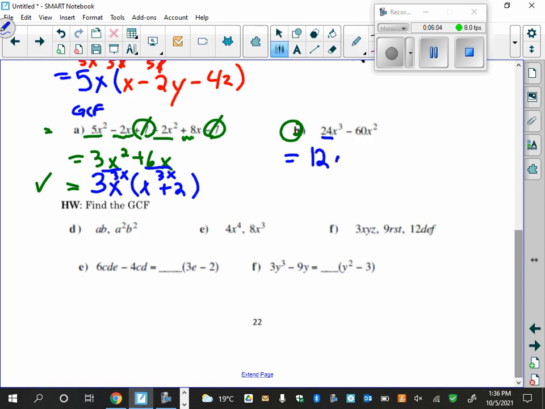And then smallest exponent. This one I'm going to do this way. 12 times what equals 24? I had 3 x's. I took 2 out. There we go. And then for this one, 12 times what equals negative 60? Negative 5. I had 2 x's. I took 2 out. So I don't need any more. When I distribute that, do I get this and this? Yup. As long as I take the GCF out, it's going to be full marks.